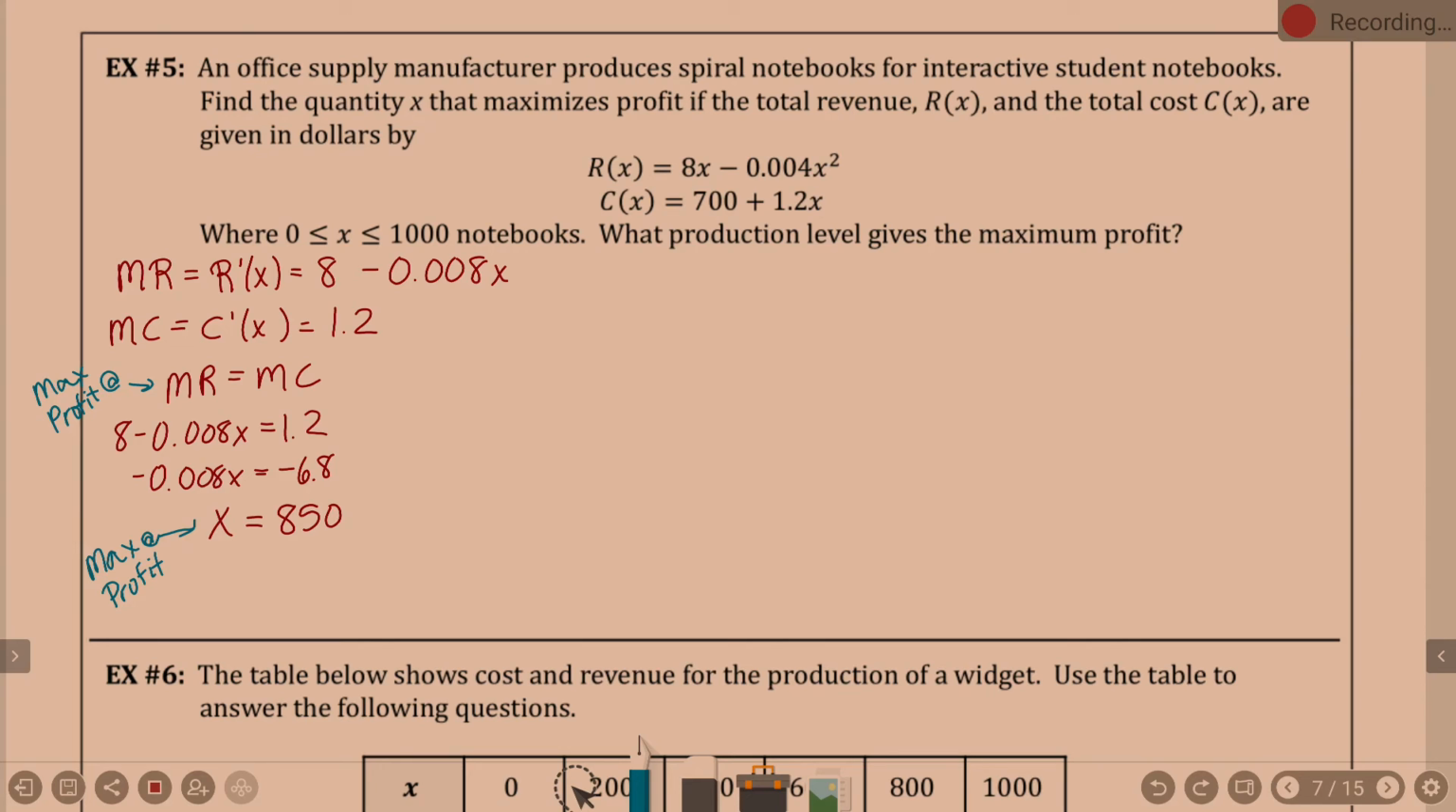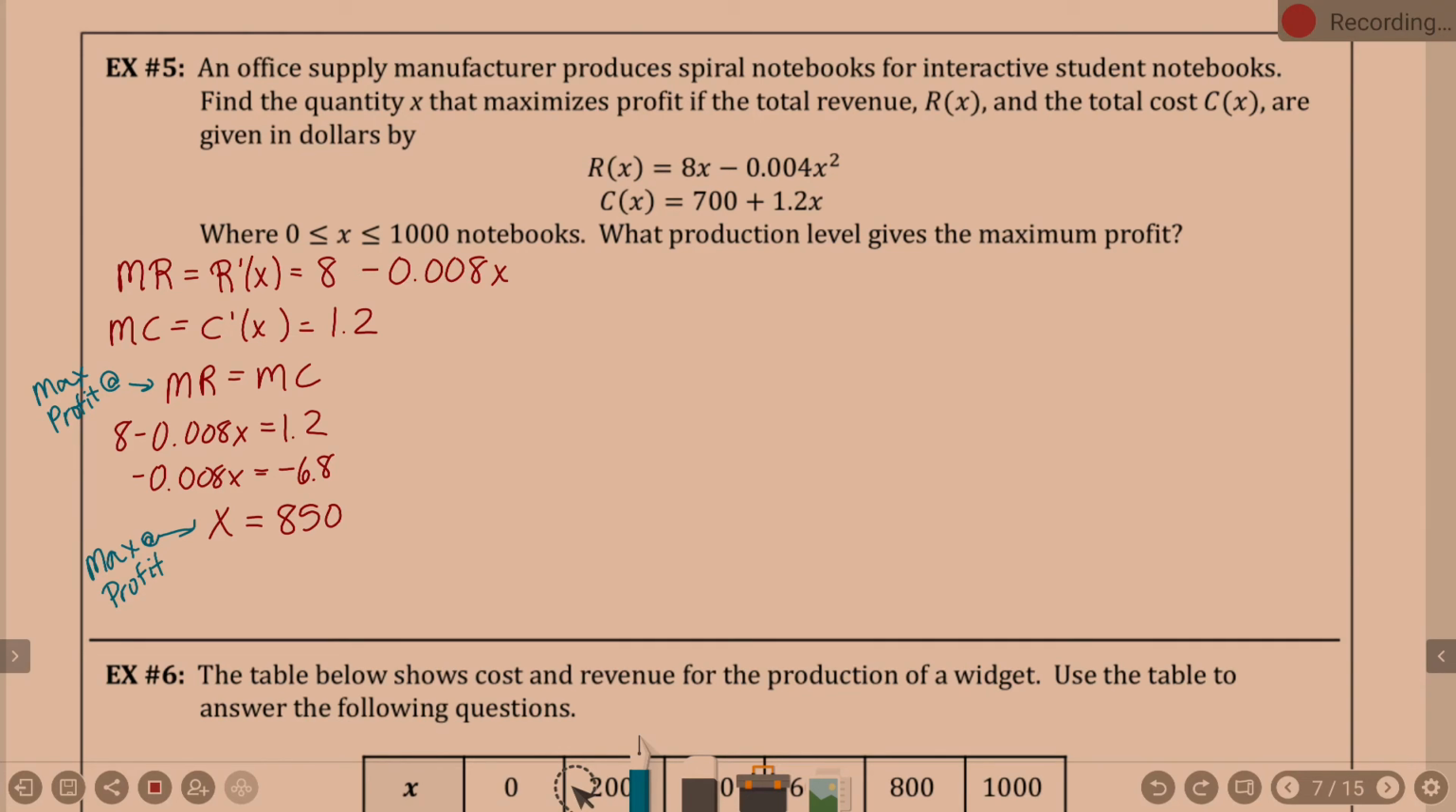Where X is between 0 and 1,000 notebooks, what production level gives the max profit? We have it. Okay, now, no, it's quantity. Do I want to go through a check? I have a check over in my margin, but you said don't. I heard dollars, so okay.